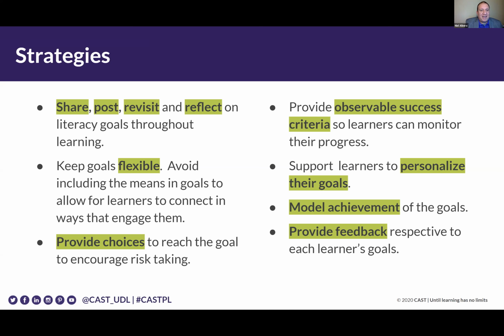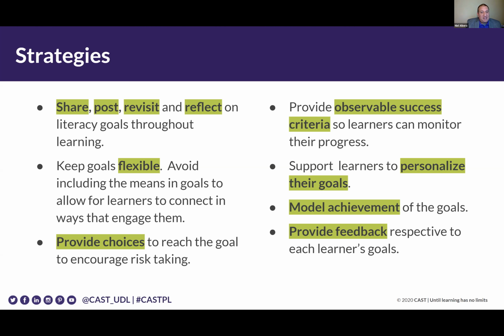So giving you just a second to process, you can think about, again, in your digital environment, your LMS or that face-to-face teaching, reflecting on your phone calls with students. How are you sharing, posting, revisiting, and reflecting on those literacy goals throughout learning? We want to keep our goals flexible because literacy instruction, literacy learning, and the demonstration of our literacy skills can look so different amongst all our learners. So keep those goals flexible.